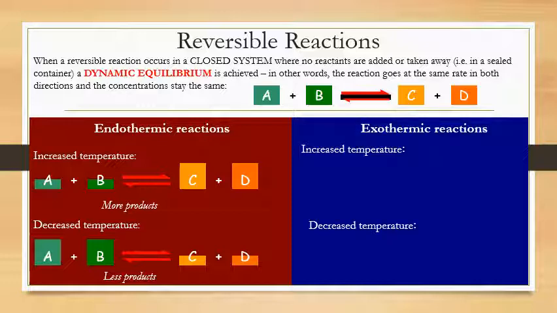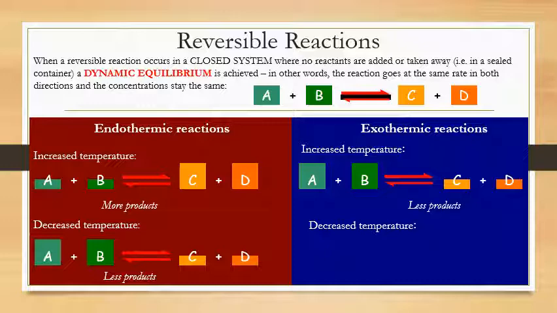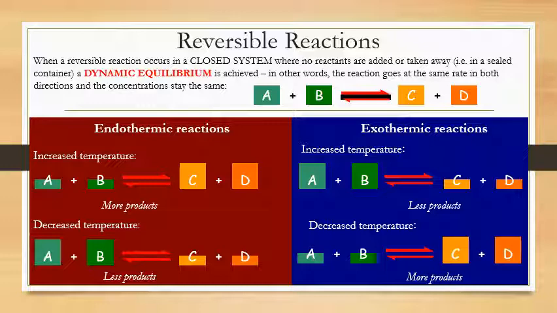In exothermic reactions, if you increase the temperature, the opposite is true. You end up forming fewer products if you increase the temperature. And if you decrease the temperature, the opposite of the endothermic case, you get more products. So in an exothermic reaction, if you're, say, combusting methane and you lower the temperature of the room, then you're going to end up forming more products.